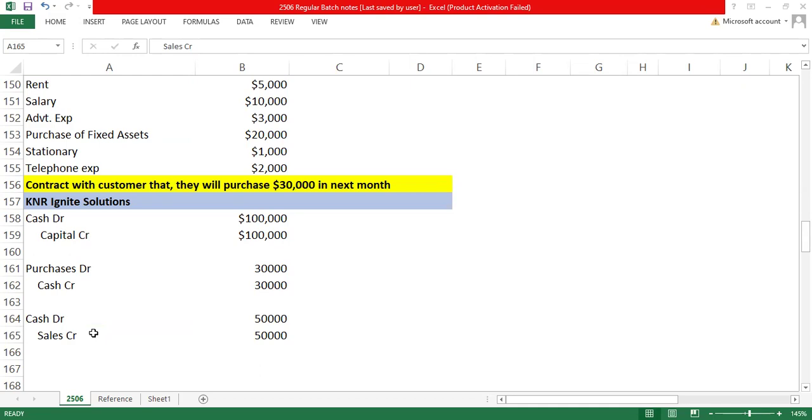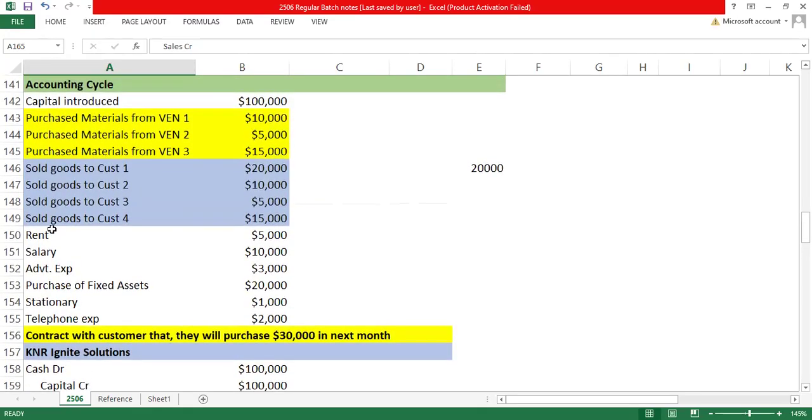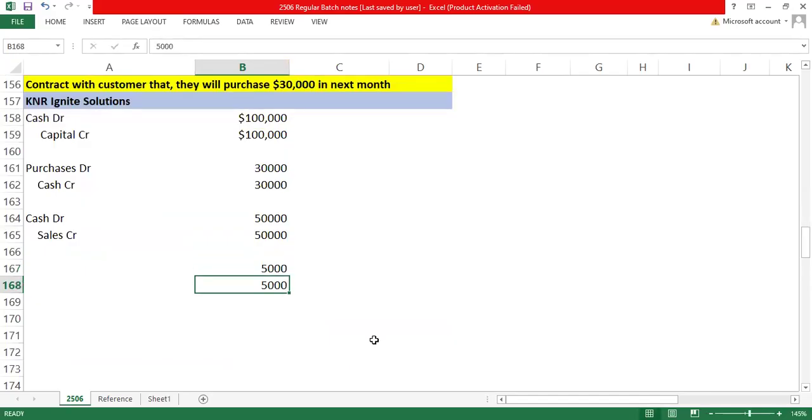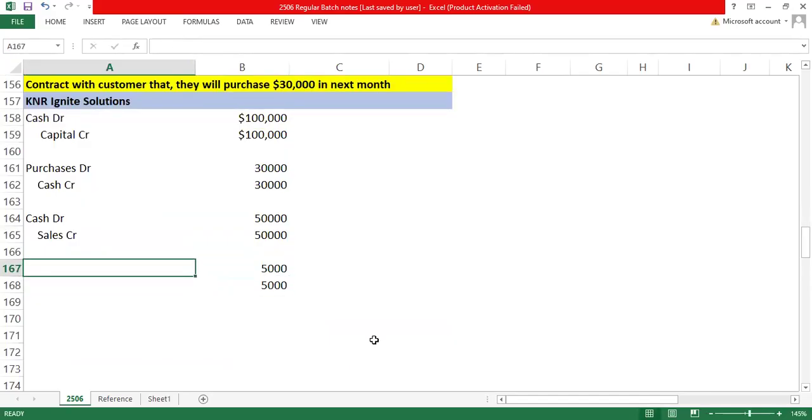Now I'm paying rent. The next thing I have is rent, 5,000 I paid. I'll put 5,000 again here. So tell me which account to debit, which account to credit. Rent account debit and cash account credit. Here I'm debiting rent because as per accounting principles, debit all expenses and losses. That's a basic fundamental rule. So I'm debiting all the expenses. Rent is an expense, it is not an income.